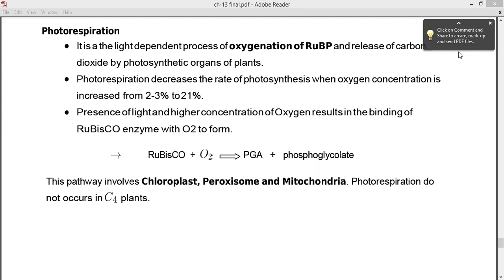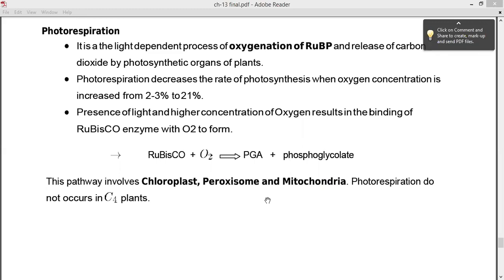Now, this photorespiration only takes place in C3 plants, that is the plants which are not showing the Kranz anatomy. So this photorespiration does not occur in C4 plants. It occurs in C3 plants only. The C4 plants, which are showing the Kranz anatomy, in those types of plants photorespiration does not take place.